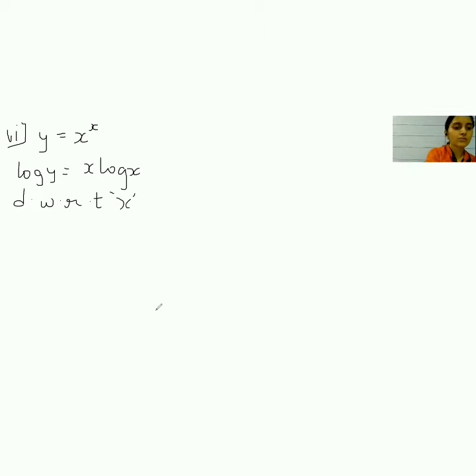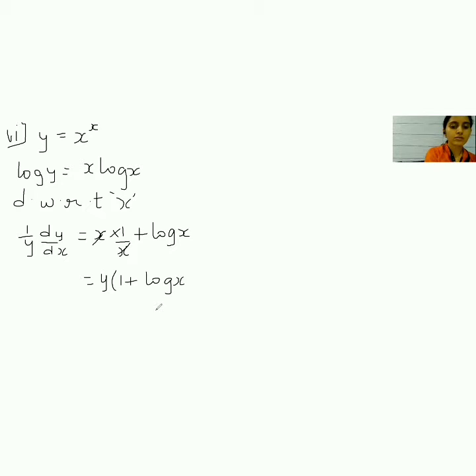So what do we get? 1 upon y dy by dx equal to first term as it is, derivative of the second, plus second term as it is, derivative of the first. So we are left with 1 plus, or y into 1 plus log x. Okay, so dy by dx is equal to x raised to x 1 plus log x, correct?